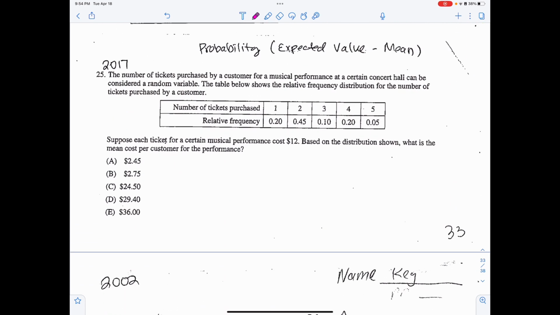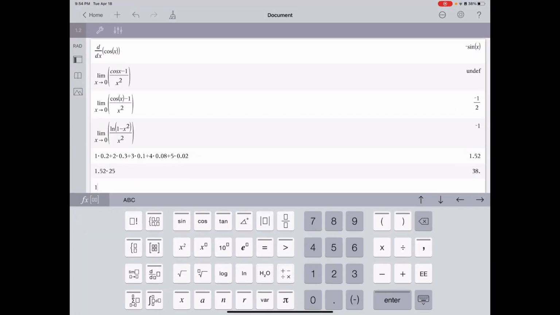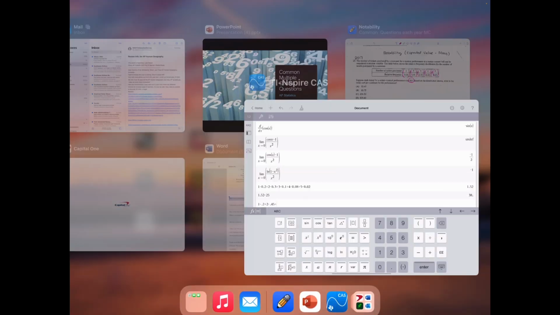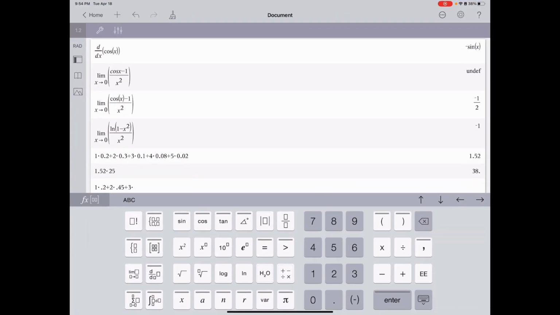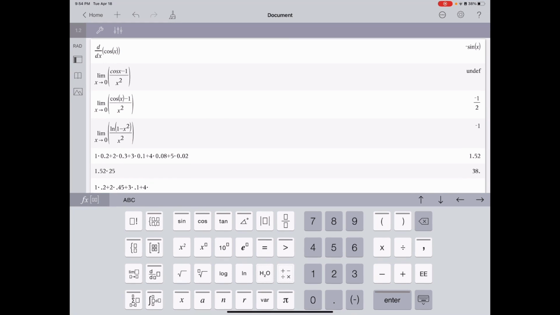Again, expected value. So 1 times 0.2 plus 2 times 0.45 and so forth and so on. Suppose each ticket costs $12. Based on the distribution, what's the mean cost of the show? So you're going to do the same thing. 1 times 0.2 plus 2 times 0.45 plus 3 times 0.1 plus 4 times 0.2 and 5 times 0.05.